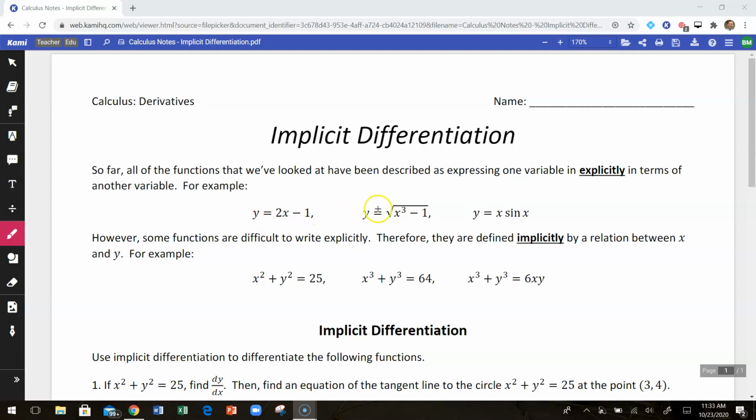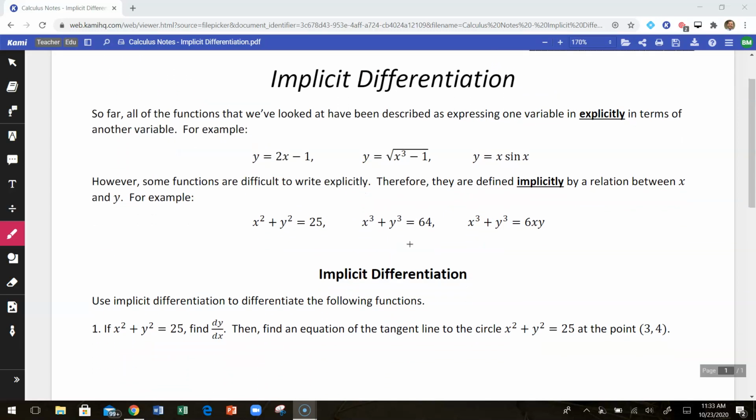So you've got some examples here where the y is always by itself and we can get everything on the other side in just x. However, some functions are difficult to write explicitly, and therefore we have to write them implicitly, which means it's just some kind of correlation between two variables x and y. But I can't say y equals this thing that is all a function of x. It's a bunch of things with x's and y's going on, so I can't get my one variable isolated.